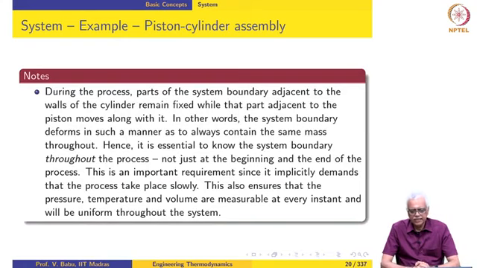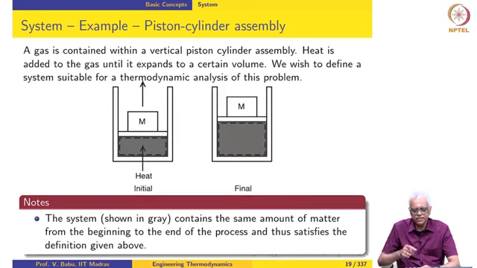Now, as I already said, some parts of the system boundary remain fixed during the process, while other parts actually move or deform during the process. So, for instance, as you can see here, these three parts which are adjacent to the cylinder actually remain stationary during the process, but this part of the system boundary which is adjacent to the piston moves along with the piston and undergoes deformation as the process takes place.